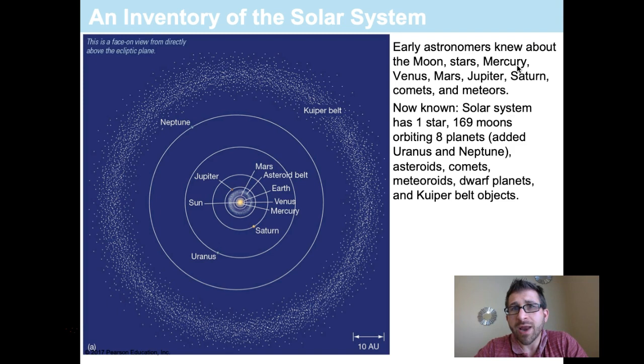And now we have quite a bit different understanding about our solar system. We have one star, of course, the Sun, and 196 moons. We also have 8 orbiting planets. Of course, Pluto is one of those dwarf planets now. We've got things like asteroids, comets, meteoroids, and even Kuiper belt objects. And not shown in this diagram, something called the Oort cloud. So let's look into this a little more in detail now.